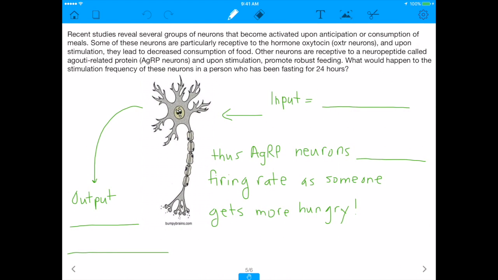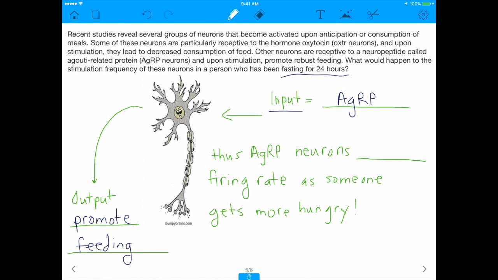So let's do another review. So the input for the AgRP neurons is obviously AgRP. The AgRP comes along and it binds, and the output is that it promotes feeding. So the more hungry you are, the more active these neurons are going to be. So now, let's say that you are fasting for 24 hours.